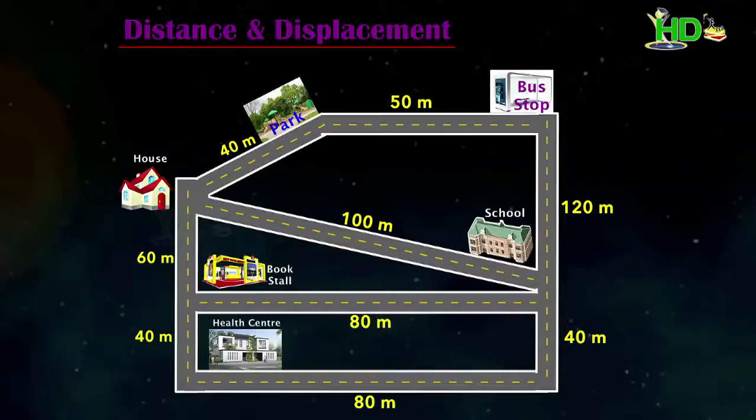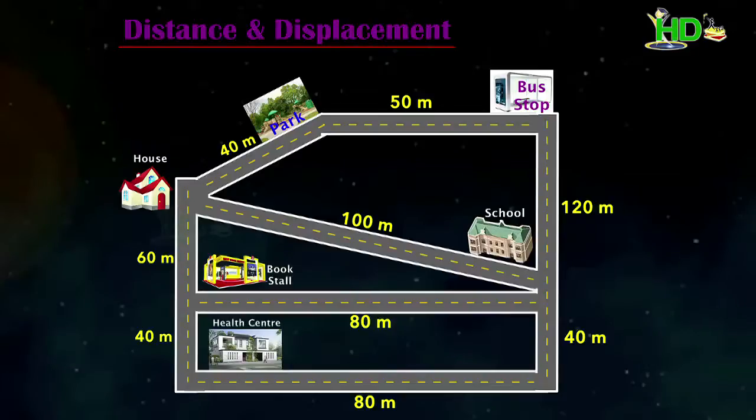Now again consider this example. In this map, you are observing that the distance between your house and bookstall is 60 meters. Bookstall and school is 80 meters. The distance between bookstall and health center is 40 meters. And the distance between your house and park is 40 meters. The distance between park and bus stop is 50 meters. Bus stop and school is 120 meters.